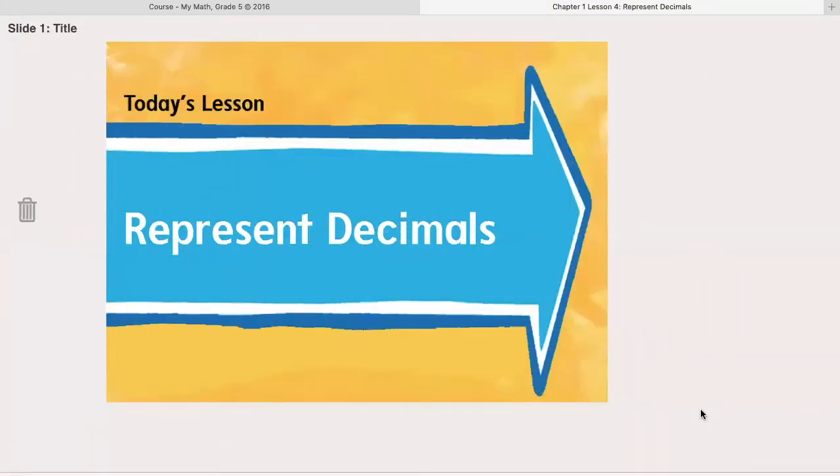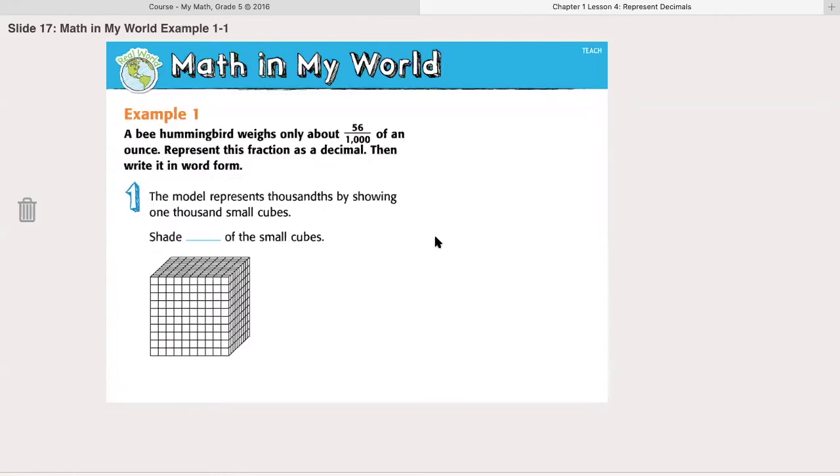Morning, fifth grade. We are in chapter 1, lesson 4. This lesson is called Represent Decimals. Let's go to Math in My World. Example 1. A bee hummingbird weighs only about 56 one-thousandths of an ounce. Represent this fraction as a decimal, then write it in word form.